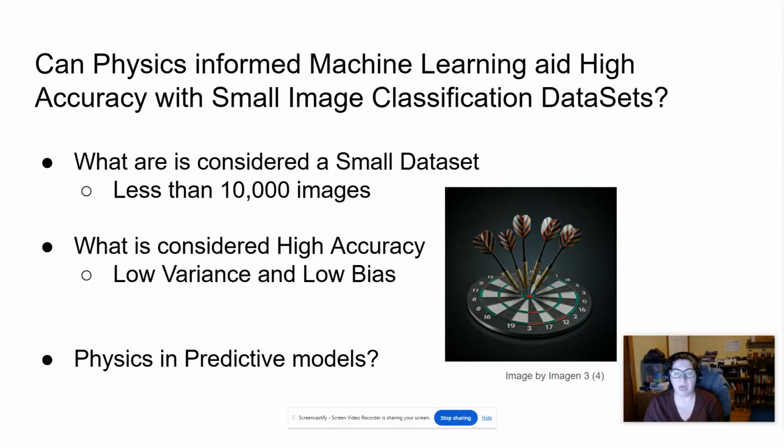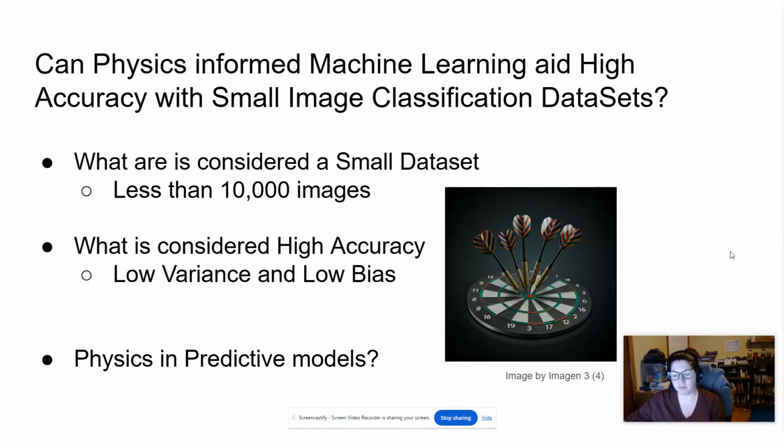What I mean by high accuracy here is your low variance, low bias, that very classic image of the bullseye with all of your arrows hitting the bullseye, which this image was created by Imagen, and you'll see a couple of those generated Google Imagen images around this presentation.